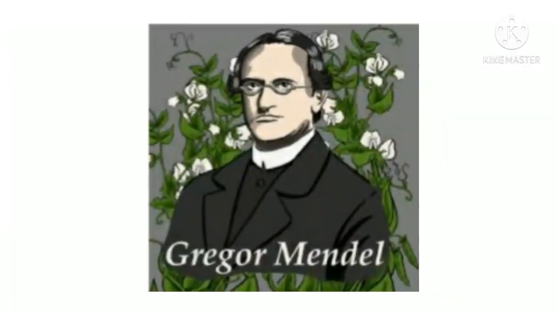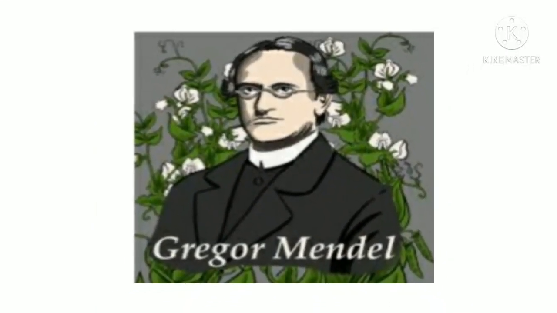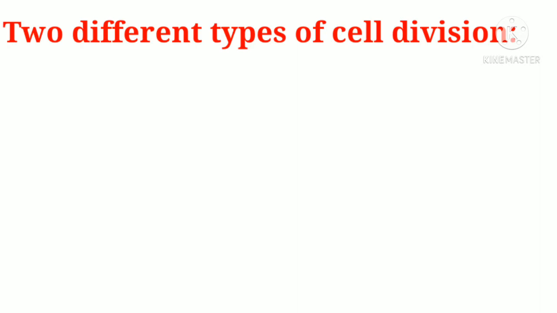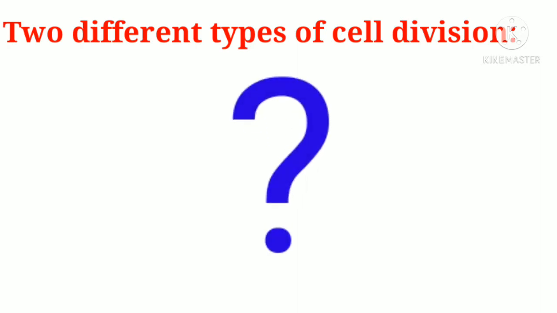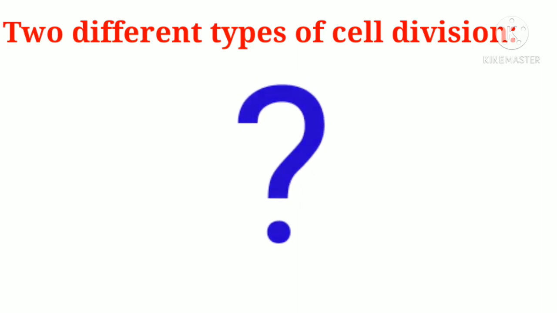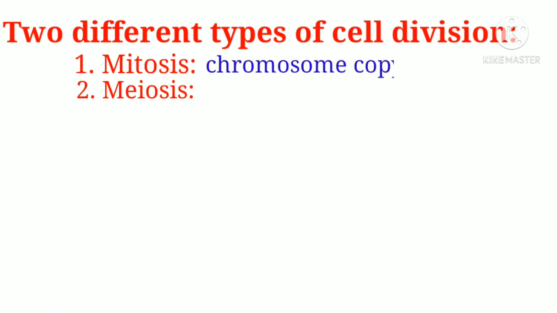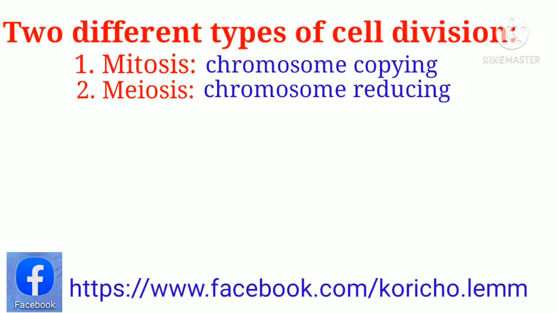Mendel's observation and subsequent research prompted cell biologists to study the movement of chromosomes during cell division. Plant growth and sex cell production are the result of two different types of cell division. What are they? Yes, mitosis and meiosis. Mitosis is a type of cell division which results in a chromosome copy, whereas meiosis is a type of cell division which results in chromosome reduction.